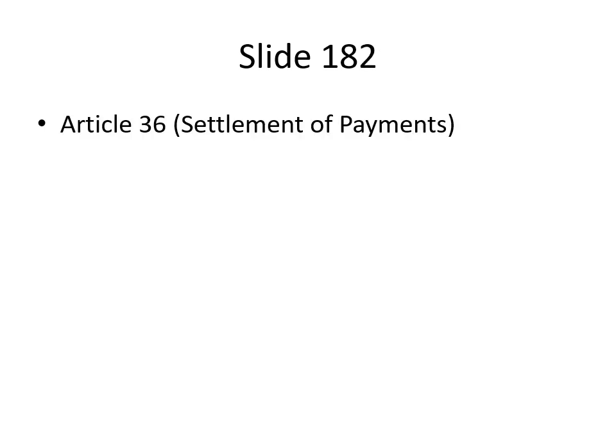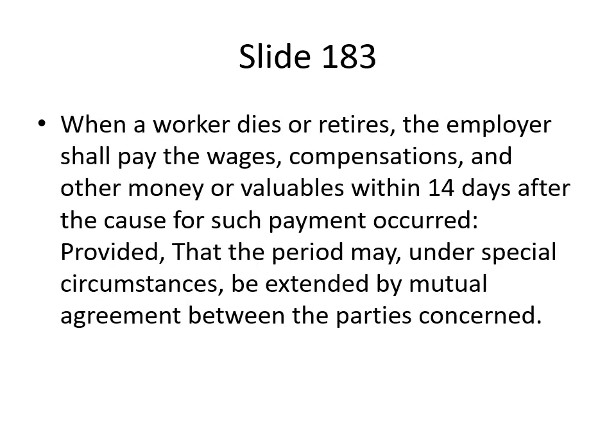Article 36, Settlement of Payments. When a worker dies or retires, the employer shall pay the wages, compensations, and other money or valuables within 14 days after the cause for such payment occurred, provided that the period may, under special circumstances, be extended by mutual agreement between the parties concerned.